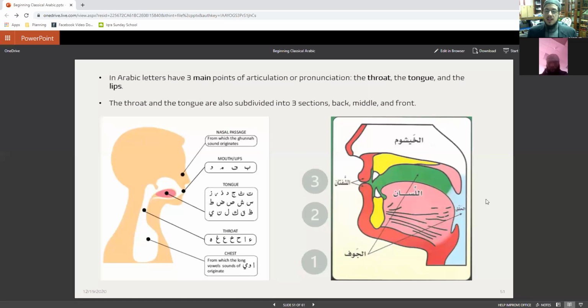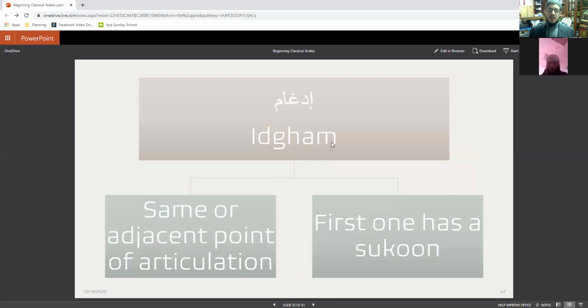Okay? So what we have here is a principle in Arabic phonology that if there are 2 letters, the first one of which has a sukun, and they're next to each other, and they're pronounced at the same place, or very, very close to each other in where they're pronounced, then they are merged together. This concept is called idgham.